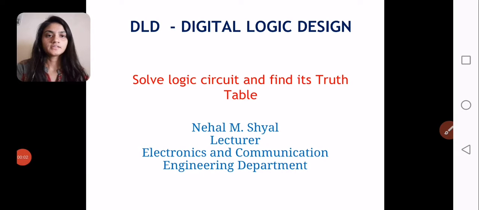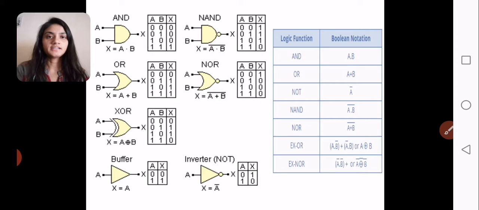Hello all. Today we will learn the solution of logic circuits and, from that, its truth table. So let us begin with it. For that, first of all, you must know the logic operation of various basic logic gates. Basic logic gates are 7.